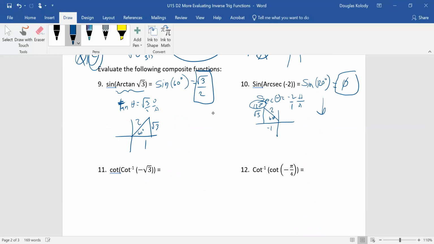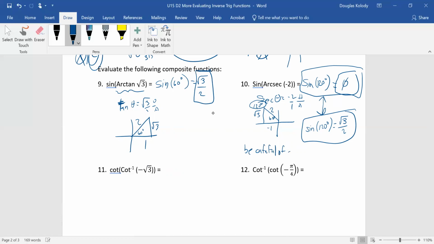Just for kicks and giggles, could I have done the lowercase sine of 120 degrees? Absolutely. Lowercase sine of 120 degrees would be y over r, or opposite over hypotenuse, root 3 over 2. Keep this in mind right here, everybody. That's a huge difference. Draw arrows in both directions. Okay, so I'll write that. Be careful of domain restrictions.